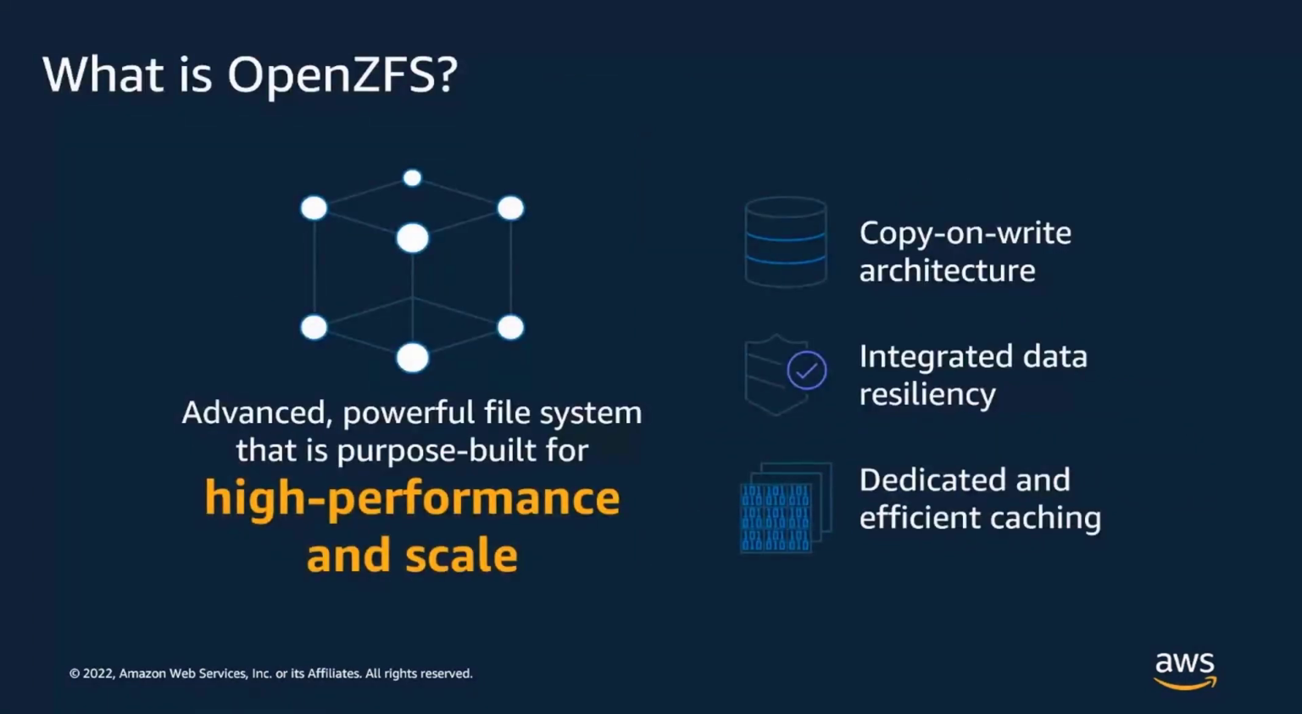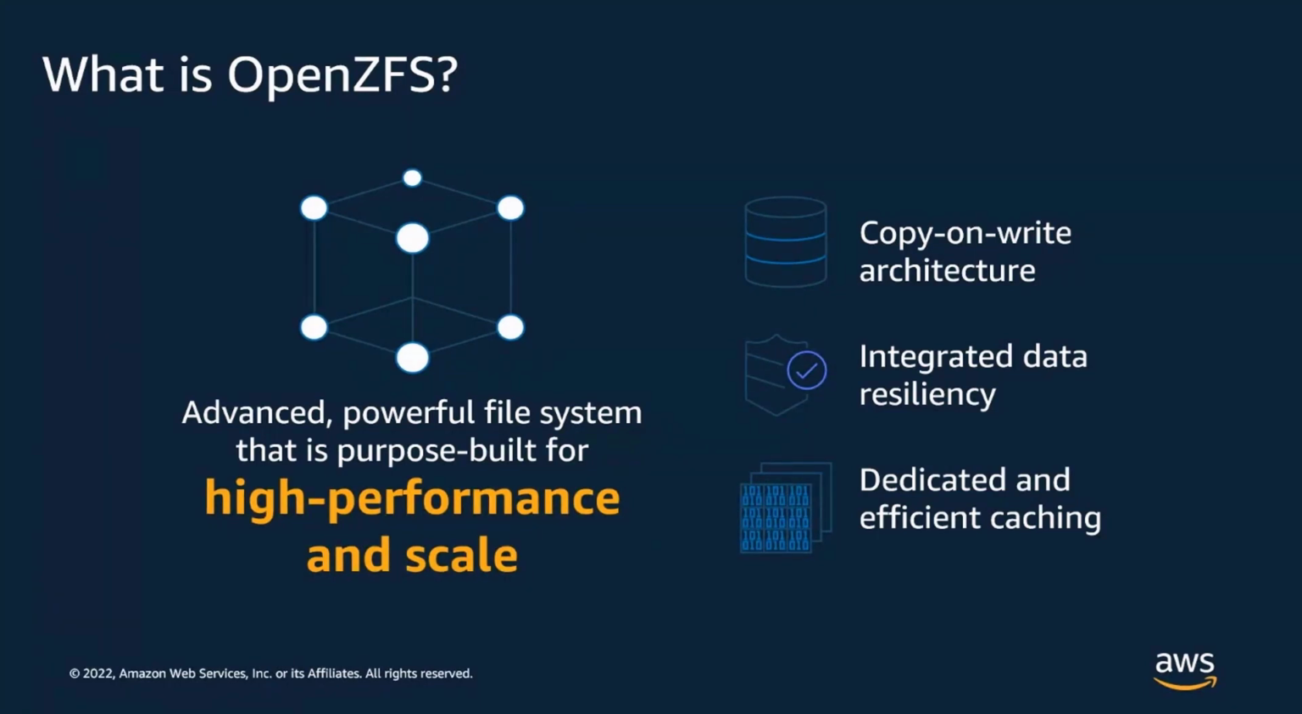So what is the OpenZFS file system? Why did we choose to build this service on top of it? It's an advanced, powerful file system that's purpose-built for high performance and scale. And what that means is that it has efficiency and performance features embedded in its foundation. So things like a copy-on-write architecture that powers some of the unique snapshots and cloning capabilities that we'll talk about shortly. Things like integrated data resiliency, so checks and balances that automatically flag any data issues proactively if they were to occur. And dedicated caching.